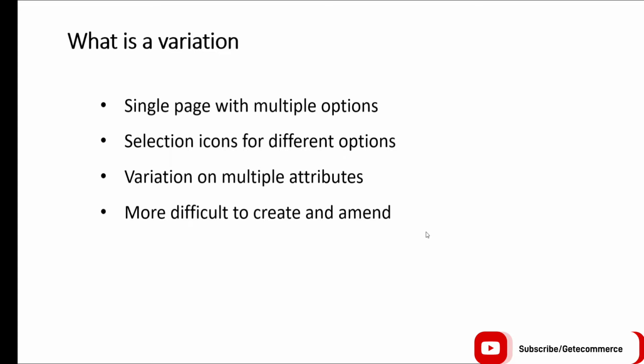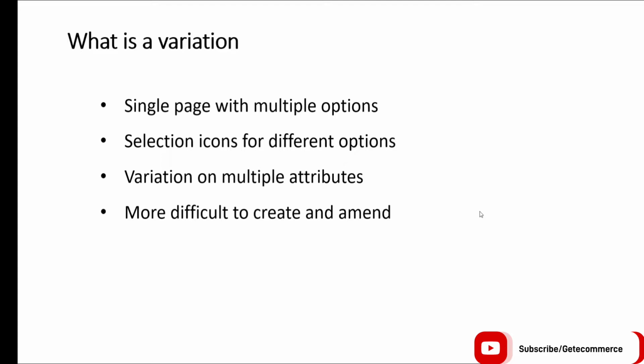Variations can have multiple attributes. So for example, for clothing, you could vary on color, for example blue, green, red, and also size: small, medium, and large. While variations have the benefit of allowing the buyer to select multiple options on the same page, they are more difficult to create and to amend. Now let's look at the flat file which has been configured to create variations.